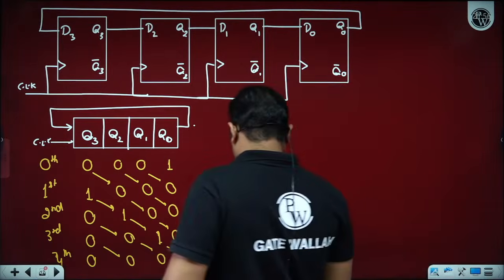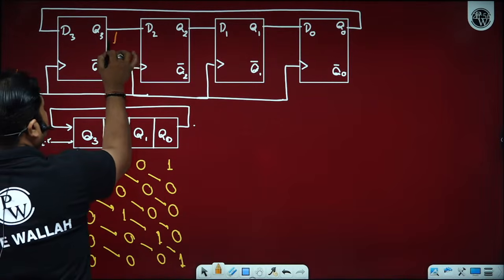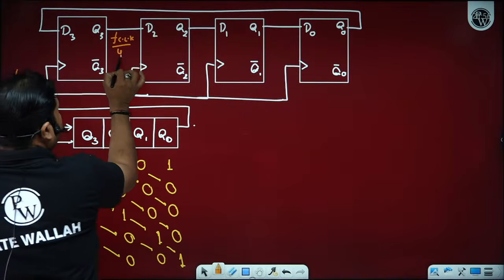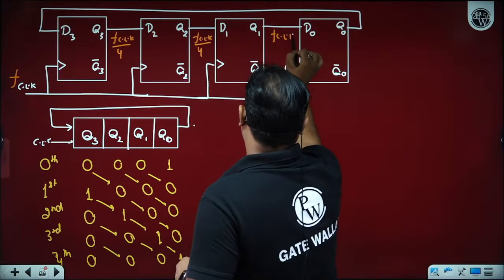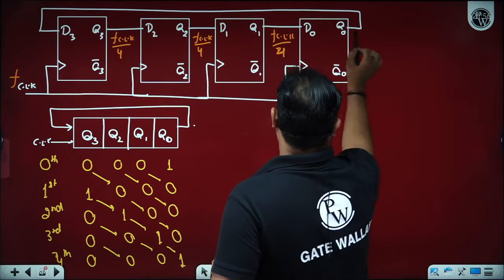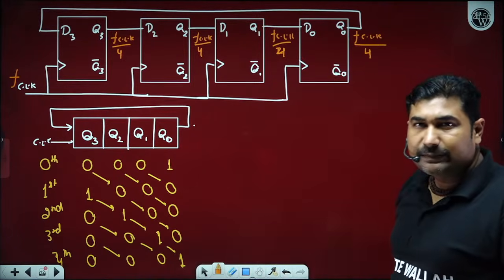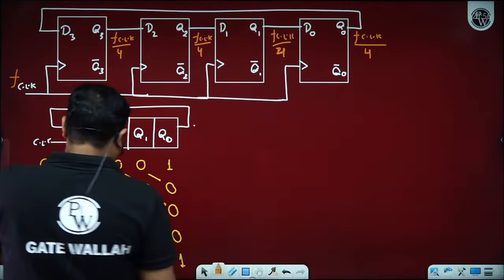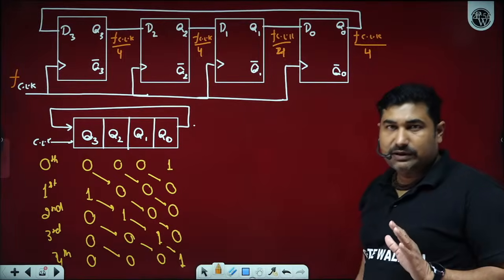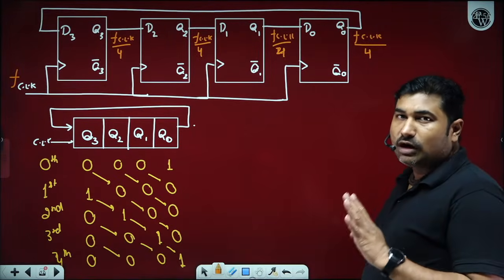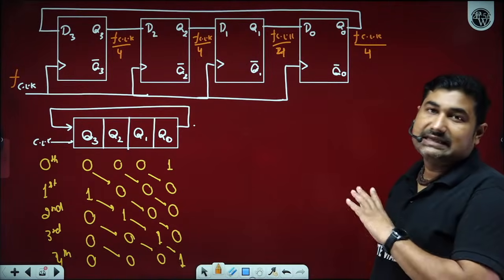Is it okay? So we all can see that if the clock frequency is FCLK, then FCLK by 4, FCLK by 4, FCLK by 4 and FCLK by 4. It means the output frequency at any output is equal to FCLK by 4 only. Is it okay? Because after every fourth clock pulse, we are getting the same condition of each of the flip-flop outputs. So after 4 clock cycles, the output will have one complete cycle.